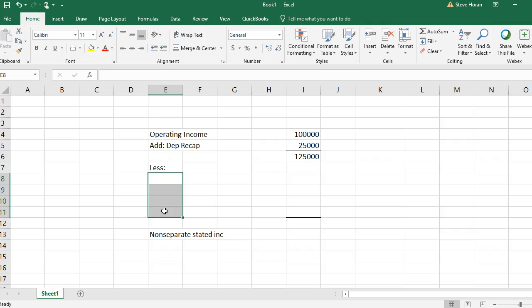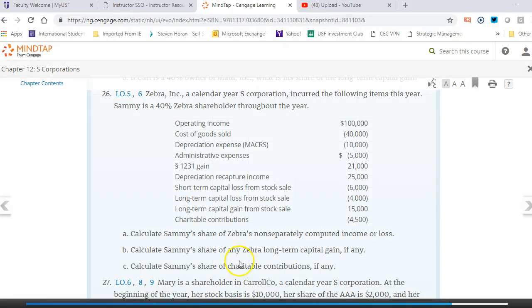I think it's easier just to erase these. And the items we have to go back and take a look at is, I'm trying to get down to the non-separately computed income, but I started out with operating income, and then I add back the depreciation recapture. Then I have to subtract just what's the general expenses that the company is incurring. So cost of goods sold of 40, the admin expenses of 5, and the depreciation expense of 10. So those three items just relate to the business as a whole, the 40, the 10, and the 5.